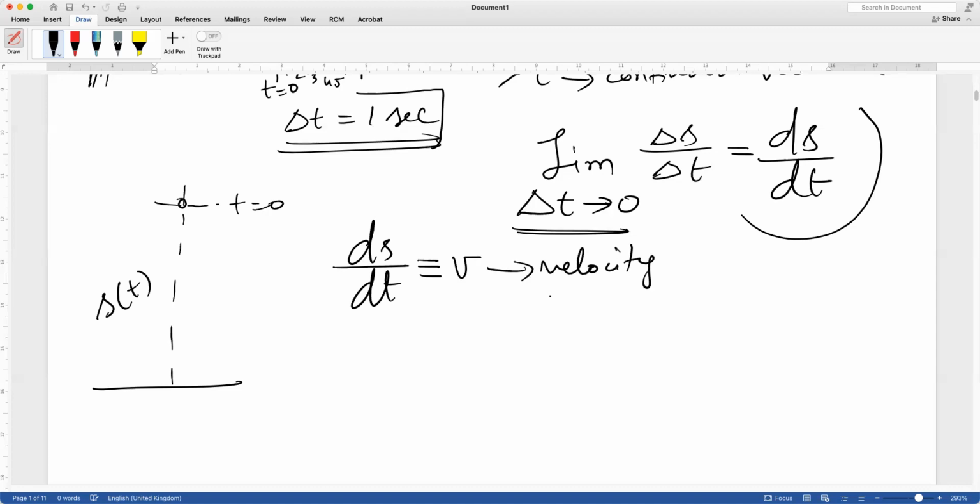In this particular case, what is the velocity here? Velocity when time t equal to 0. At the very start, just as it is starting, what will be the velocity to begin with?